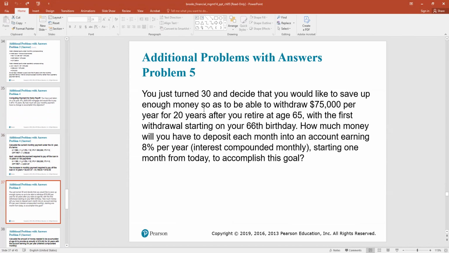So you just turned 30 and you decided that you would like to save up enough money so that you will be able to withdraw 75,000 per year for 20 years after you retire at age 65. So with the first withdrawal starting on your 66th birthday, how much money will you have to deposit each month into an account earning 8% per year, interest compounded monthly, starting 1 month from today to accomplish this goal? So try to do it.